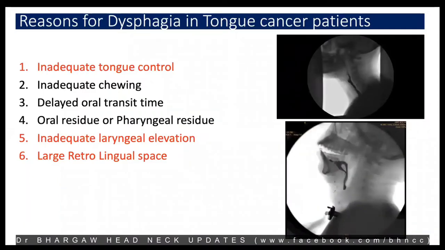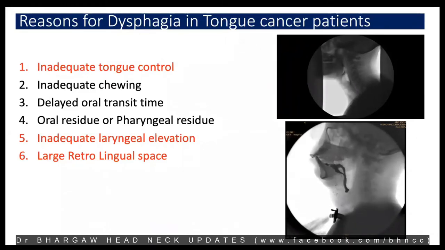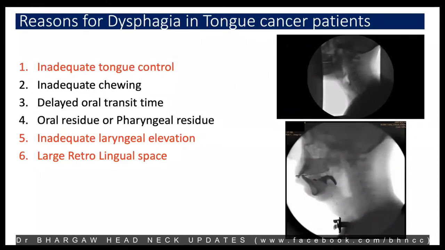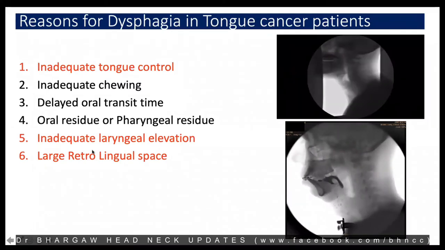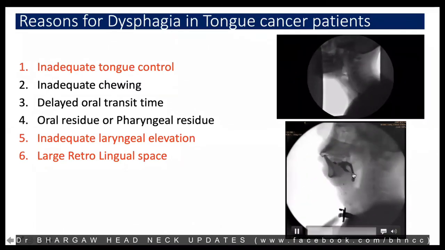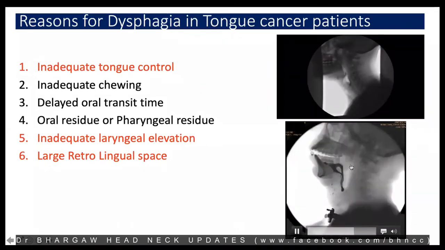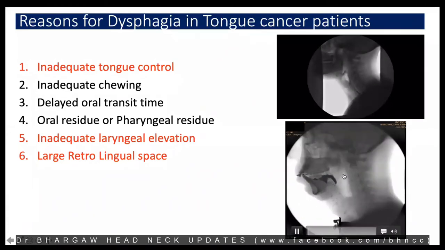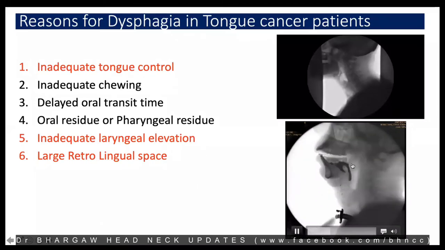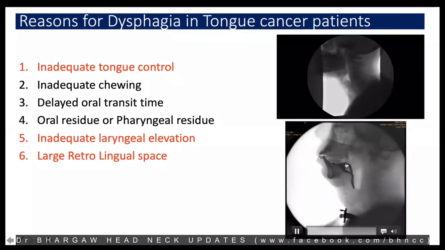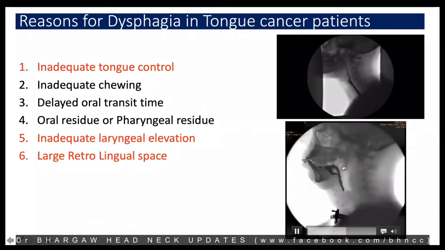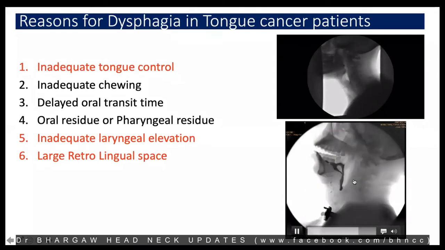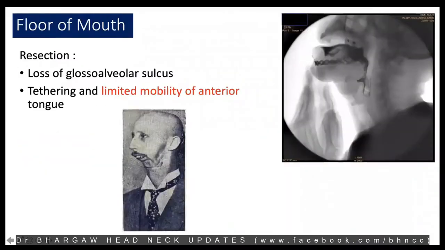Inadequate laryngeal elevation. This usually happens when the tongue with some floor of mouth muscles are also taken out. I'll come to this in later slides. Large retrolingual space. If you see here in this video fluoroscopy picture, you could see that there is a huge gap between whatever remaining tongue there is and the posterior pharyngeal wall. Normally, it should be just less than 1.5 centimeter. So this is the retrolingual space. If there is a large space, the food is not being propelled adequately posteriorly backwards to the pharyngeal sphincter.